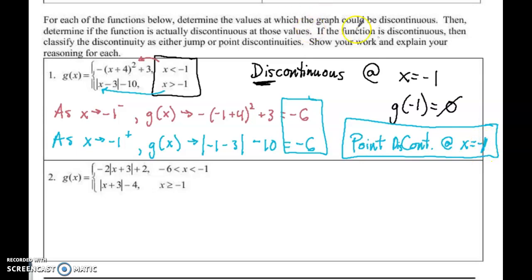Context is everything in math, by the way. So I think we're ready for number 2. Again, feel free to pause and rewatch at any point. So where are we looking at this problem? We're looking at x equals -1.